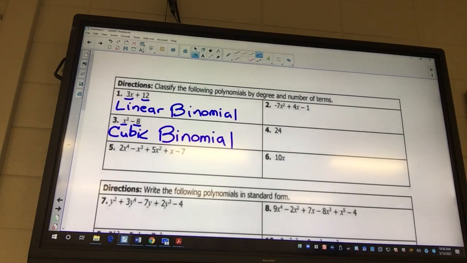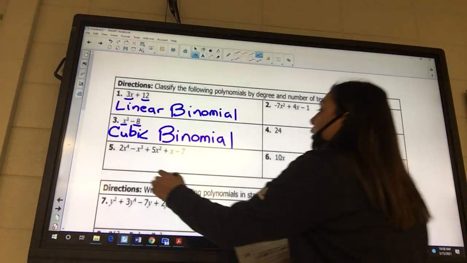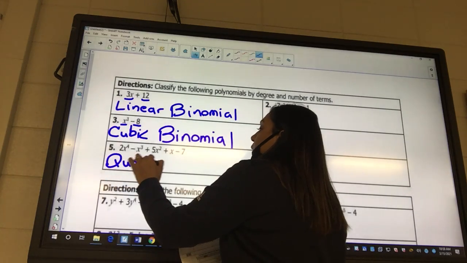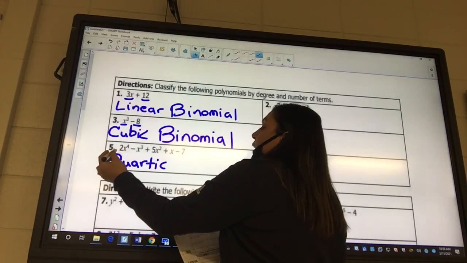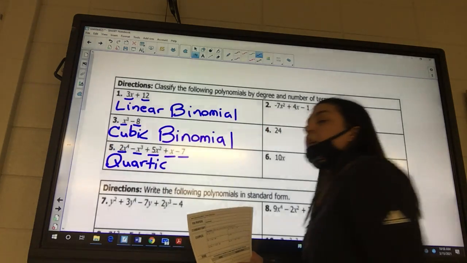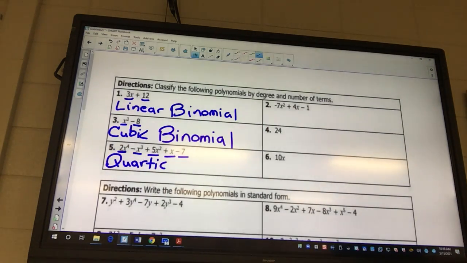Okay, look at 5. What's the highest exponent? 4. So it's going to be a what? Quartic. And a polynomial. And the number of pieces: 1, 2, 3, 4, 5. So it's got 5 pieces to it. What's it going to be? Polynomial.